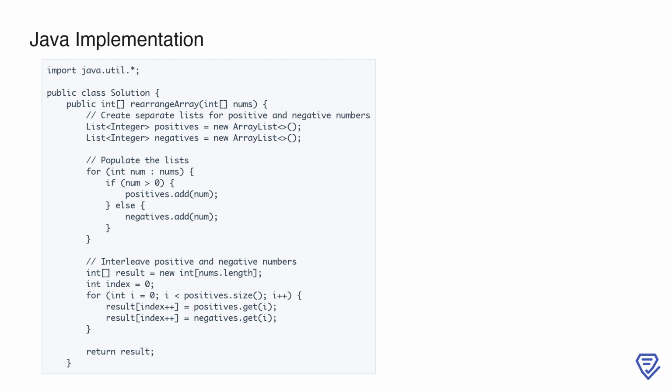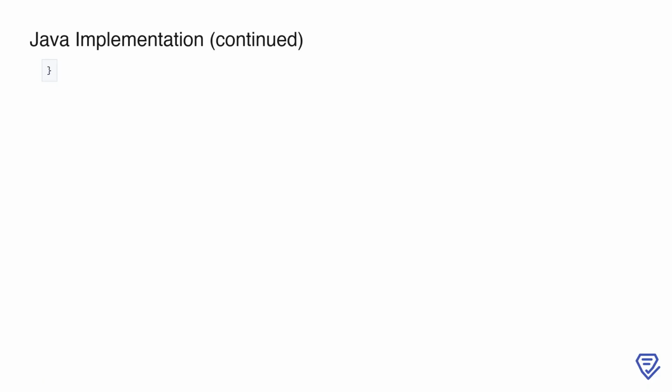Using a for loop that iterates through the positives list, we alternate between adding one positive number and one negative number to the result array, incrementing the index after each addition. This ensures that the numbers are interleaved correctly, as required by the problem statement. Finally, the result array is returned once all elements are processed. And that's all there is to the implementation.